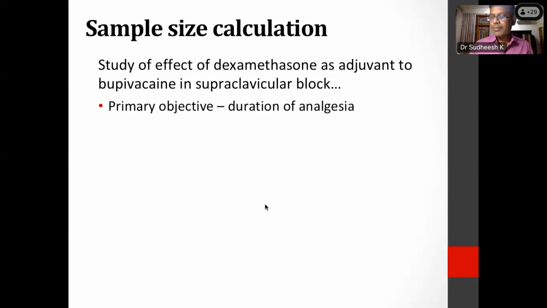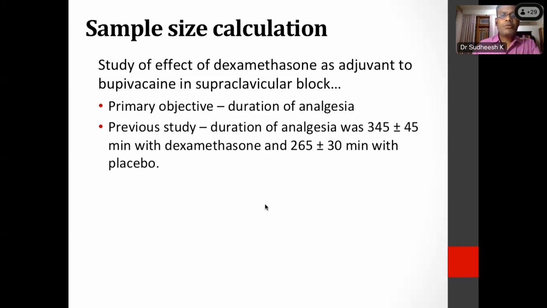My primary objective is duration of analgesia. I quantify that in the form of mean and standard deviation. From the previous data, I observed that with the dexamethasone addition, it was 345 plus or minus 45 minutes. And without dexamethasone, with bupivacaine alone, it was 265 plus or minus 30 minutes. So the mean is 265 and the standard deviation is 30 minutes.